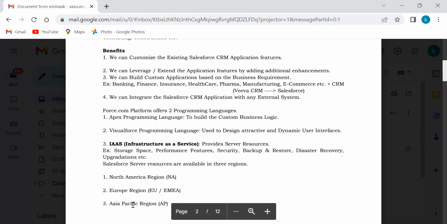So infrastructure as a service purely means server resources, where Salesforce is maintaining their server resources. It also includes the storage space. How much memory or storage space will be allocated for your organization depends on the type of edition you are using.